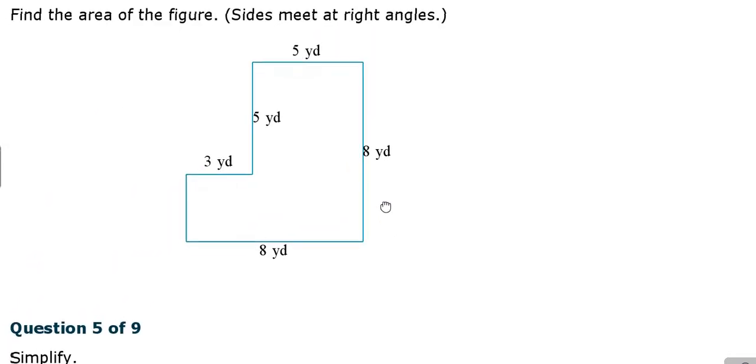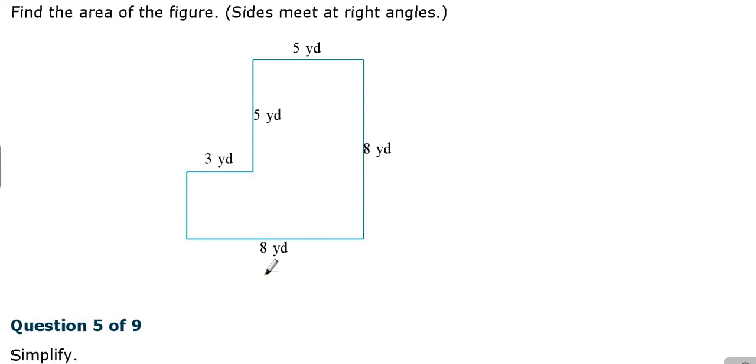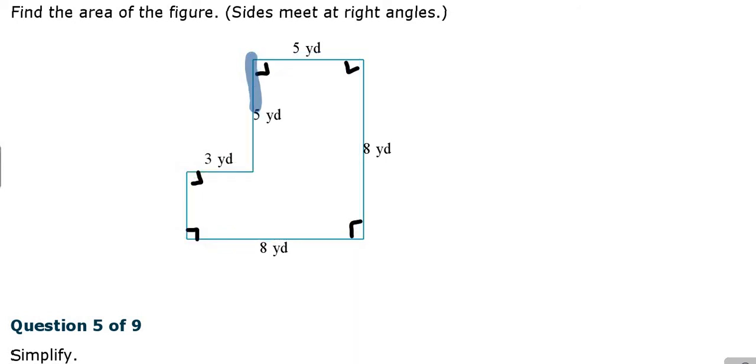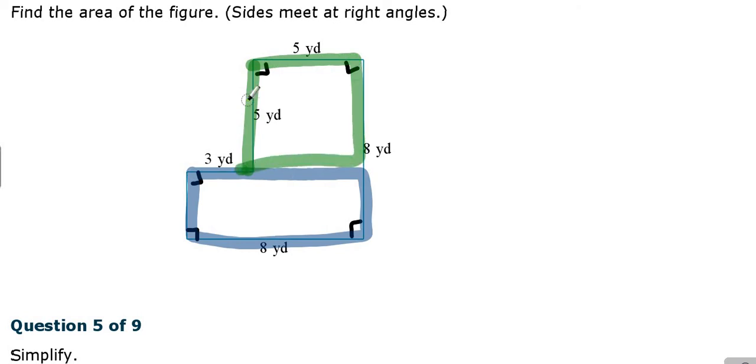Taking a look here, find the area of this figure, knowing that these are meeting at right angles, which means we have what are called composite rectangles. There are 3 ways you can view this. Either you can view this as 2 vertical rectangles, so you find the area of one, then the other, and then you add it up. Or you can see them as horizontal rectangles, like this. You find the area of one and then the other, and then you add them up.